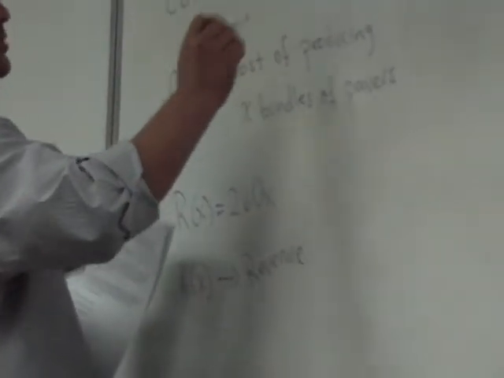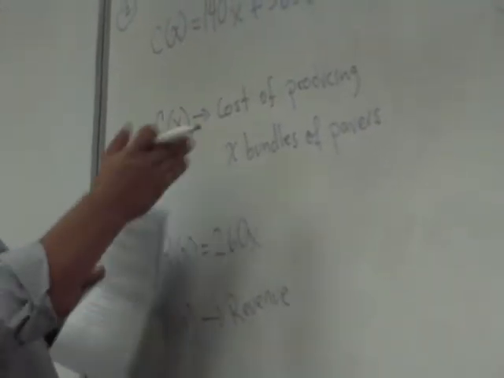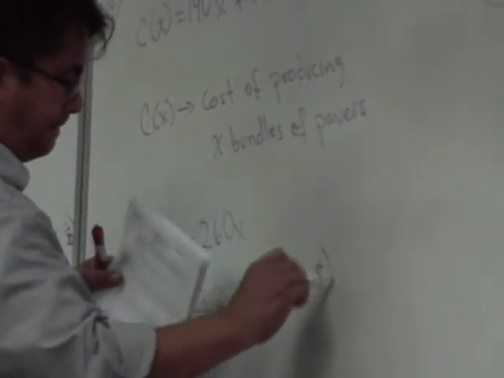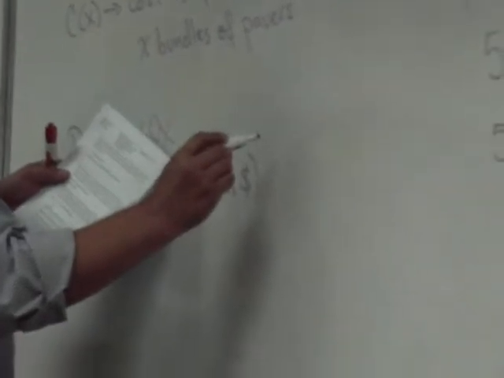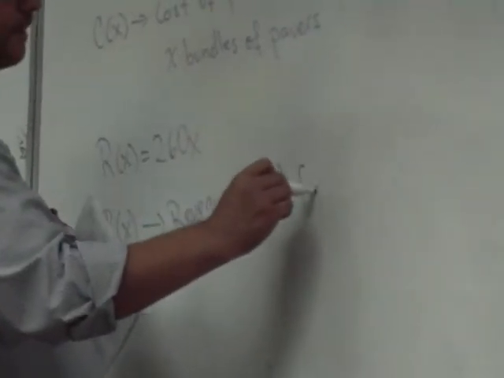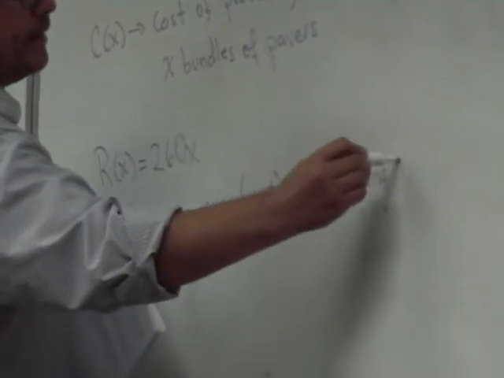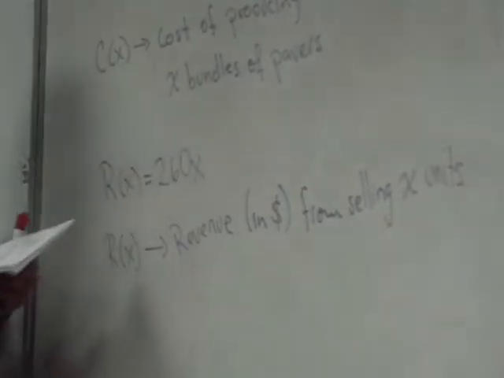Oh, this is the cost. I forgot to put here that the revenue and the cost are in dollars, right? The revenue in dollars from selling x units, x bundles, from selling x units. The units here are the bundles of pavers, okay?